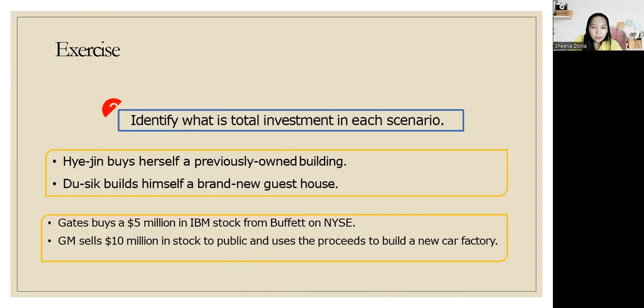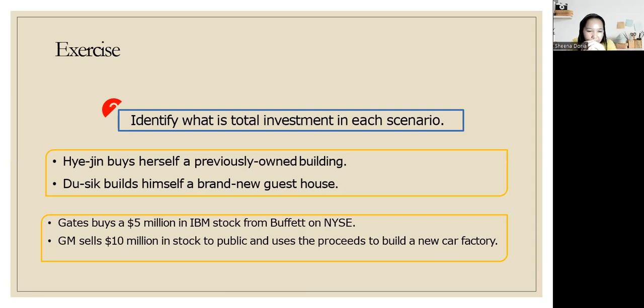Okay. So, exercise, identify what is total investment in each scenario. Yan. So, last year pa pala to, favorite ko to yung hometown cha-cha-cha. Yan, sa mga nakikita mo dyan. Agent buys herself a previously owned building. Bullshit builds himself a brand new guest house. Ayan. What is the total investment in each scenario? Ayan. Please write your answers in the comment box.